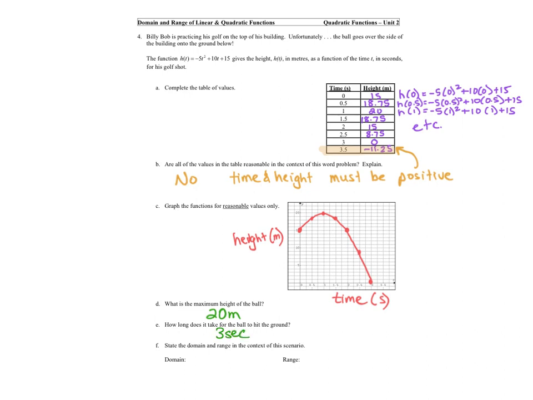So the domain, the furthest to the left the graph goes, is 0 seconds. And the furthest to the right the graph goes is 3 seconds. Because again, we're not going to count anything past 3 seconds, since that would give you a negative height. For the range, the lowest this would go is 0 because we can't have a negative height, and the highest it goes is 20. So that is how you find the domain and range of linear and quadratic relations that are involved in word problems.